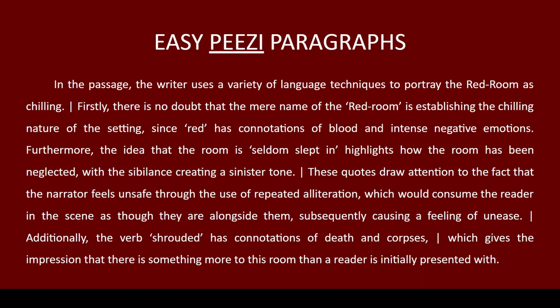And then we go into our zoom in and we say, "Additionally, the verb shrouded has connotations of death and corpses," and then our implication, "which gives the impression that there is something more to this room than a reader is initially presented with." So again, effect on the reader. So that's really a good example of how to use an easy peasy paragraph. There are other examples if you find them easier, but I feel like this is the one that seems to work best for a lot of people.